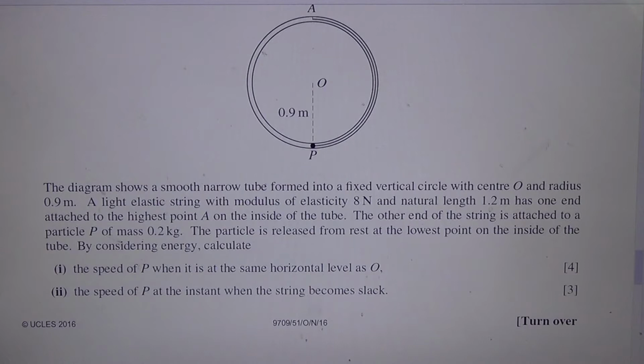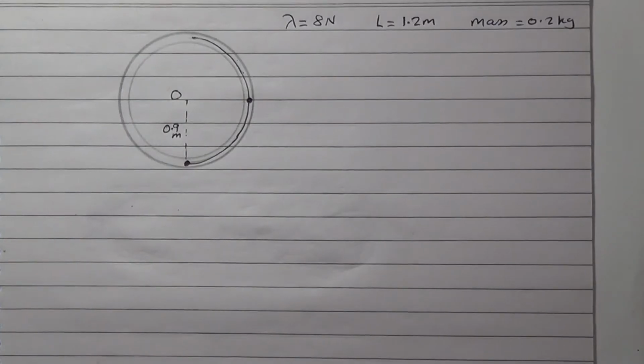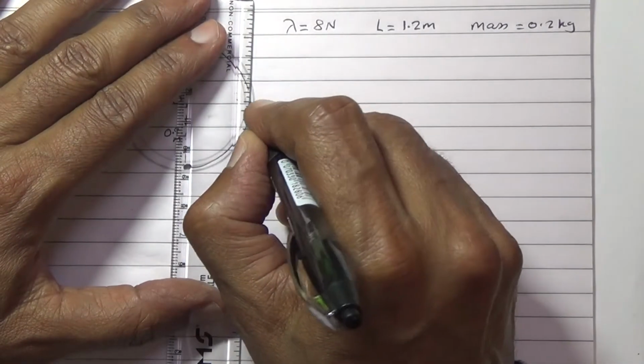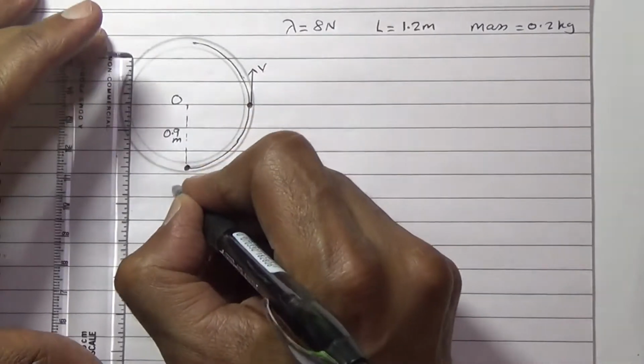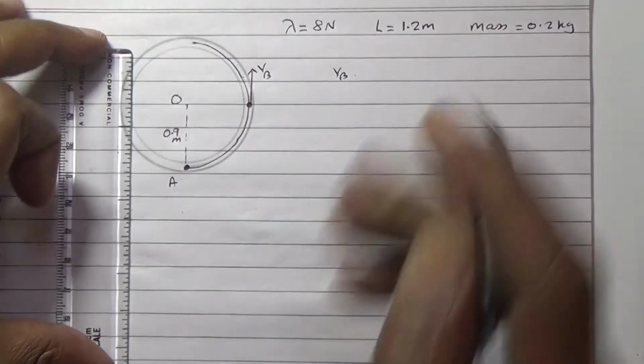By considering energy, calculate the speed of P when it is at the same horizontal level as O, and the speed of P at the instant when the string becomes slack. Okay, for this question, we need to find the velocity when the object is here. At that point, I need to find V. So let us suppose this is A and B, and I want to find VB.